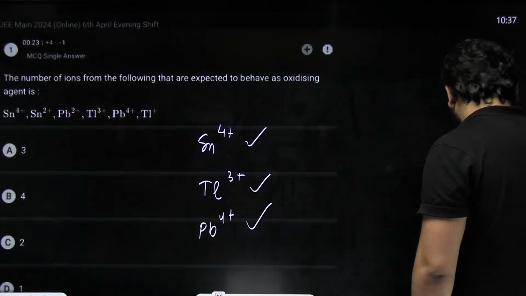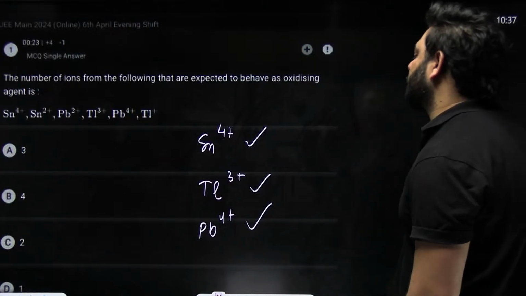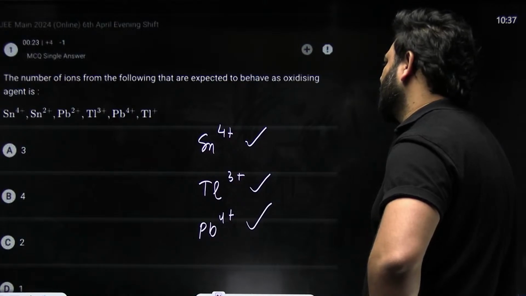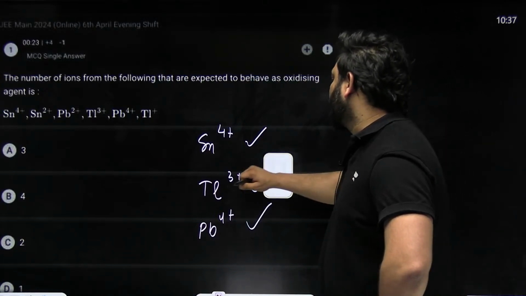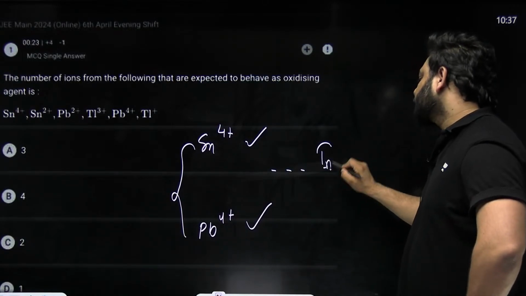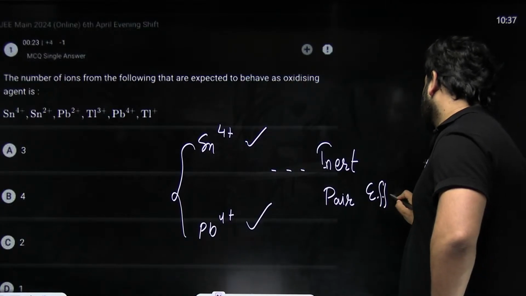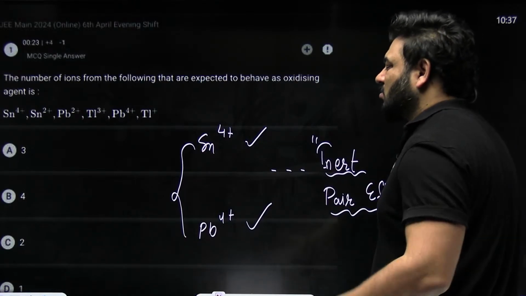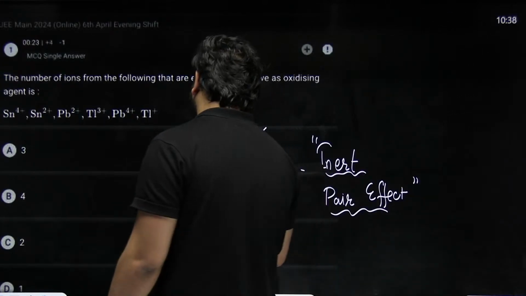Right? Can I see the correct answer? Okay, answer is 2 actually. The number of ions that are expected to behave as oxidizing agent is... I don't know what's the problem over here. Okay, thallium is stable in +3, I guess. Probably these two will be working, and this is a concept we call inert pair effect. I'm still not sure why we are not considering thallium. Indium, gallium, thallium should also be there, yeah.